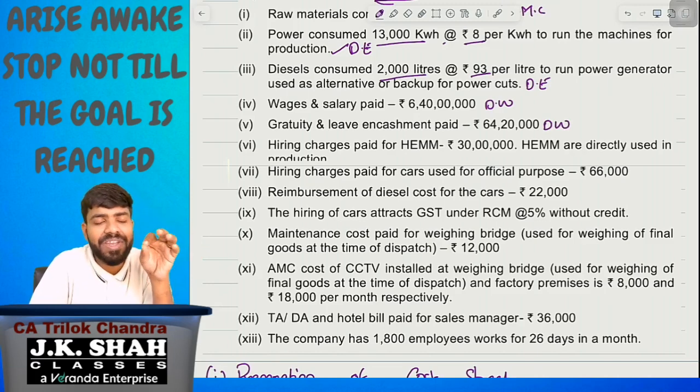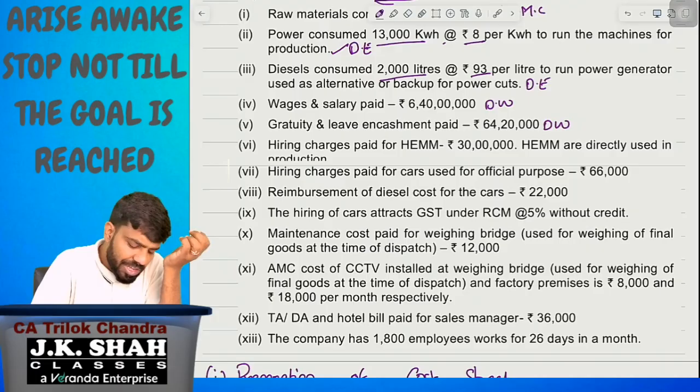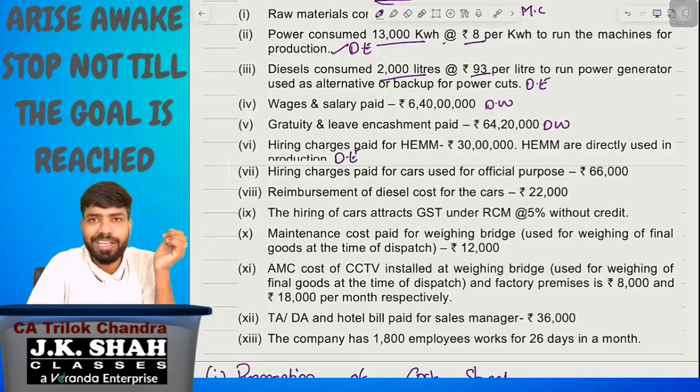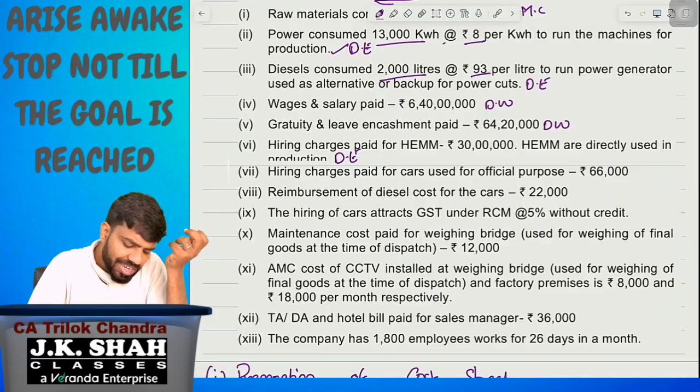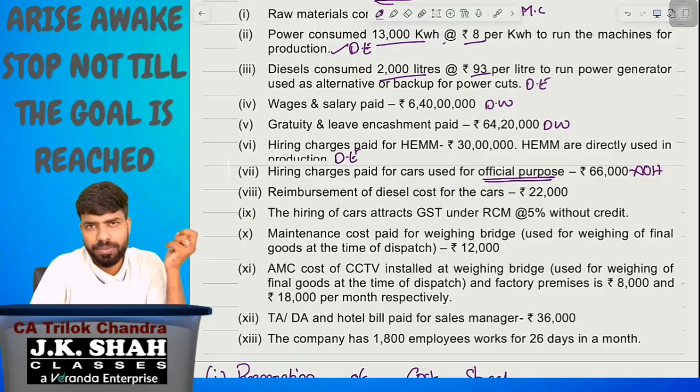Hiring charges paid for HEMM, heavy earth moving machines. HEMM stands for heavy earth moving machines. Hire charges paid for heavy earth moving machines, 30 lakhs. Heavy earth movers are directly used in the production, so it will also be direct expense. It is also direct expense. Hiring charges can be traced to the product. Okay, now hire charges paid for cars for official purpose. Official purpose, so it's an administration overhead.